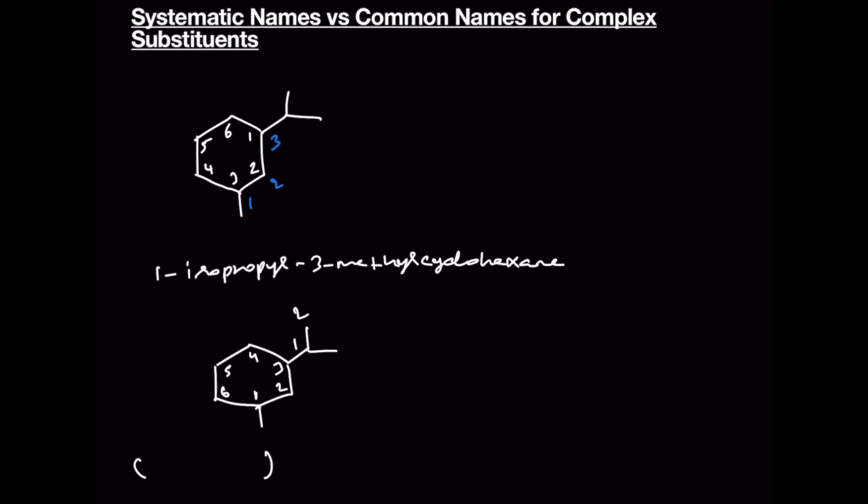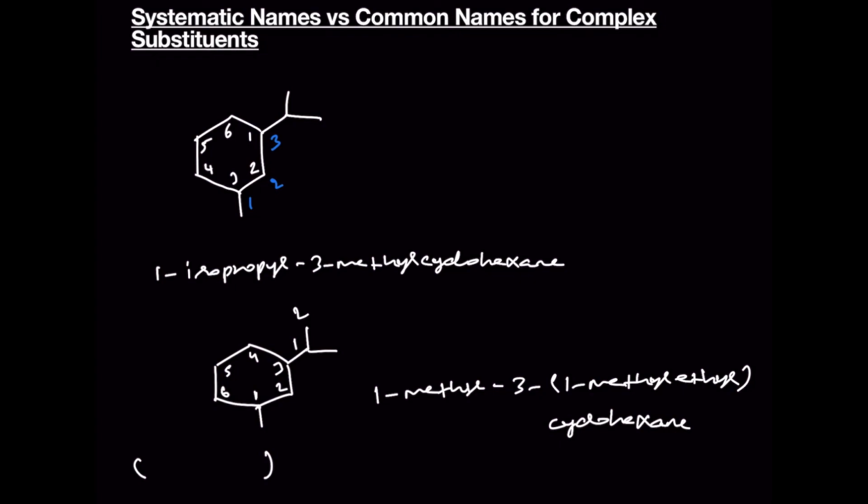If you choose the other one, then you are just breaking the alphabetical order. So, the correct IUPAC name for this molecule is 1-methyl-3-(1-methylethyl)cyclohexane. That is the correct IUPAC name for this molecule using systematic names for the complex substituent.